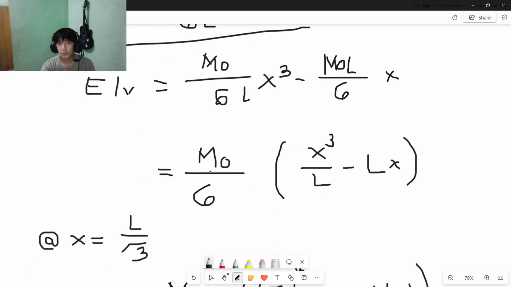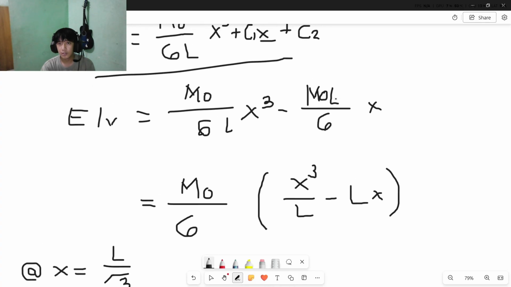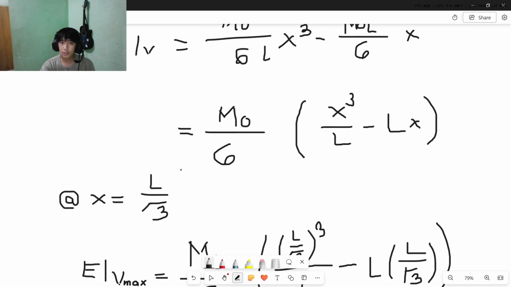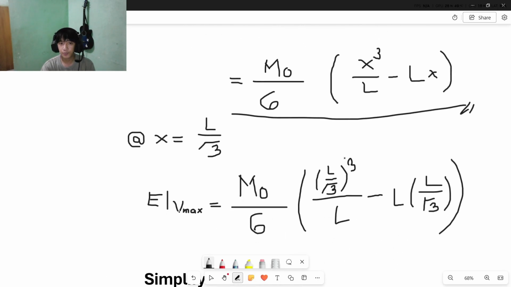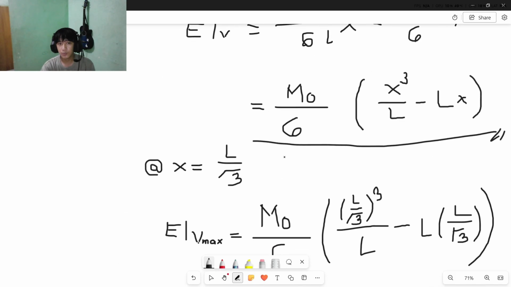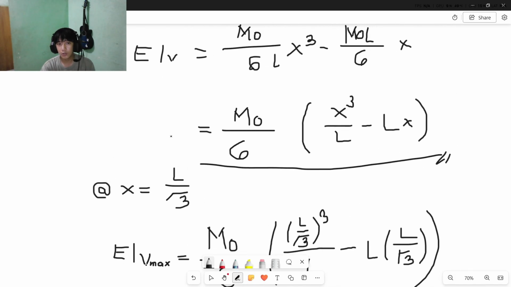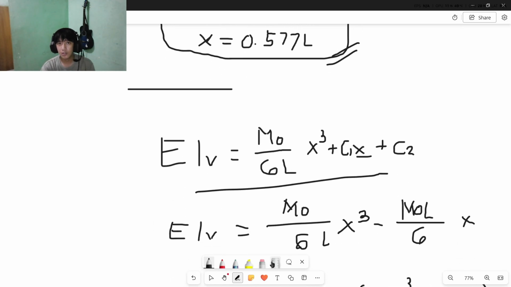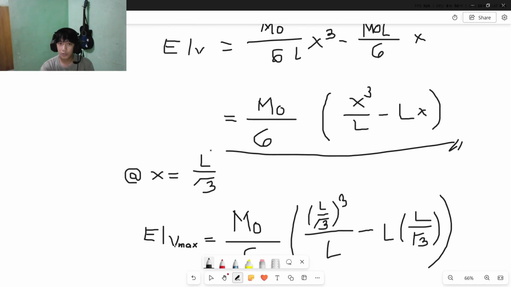So we get that is going to be equal to, we need to simplify it, so we factor out the m sub o over 6. We're left with m sub o over 6 times x cubed over L minus L times x. So that's going to be where we get our maximum magnitude. So to proceed, we need to substitute the value we got here, the x, or the point of deflection. So we have here L over square root of 3.